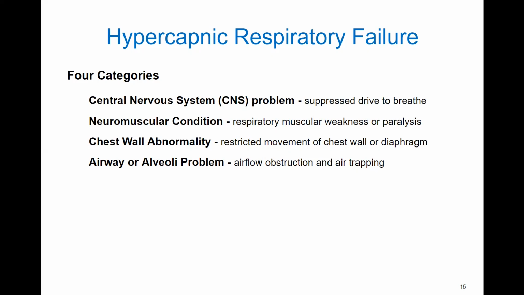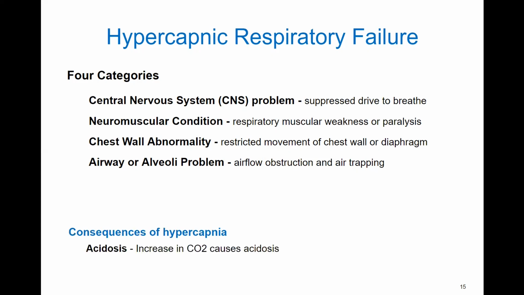And the last one is very common, airway and alveoli problems where air is trapped. That's COPD and asthma. These are obstructive diseases. And the consequences of hypercapnia include acidosis, this time from CO2 retention, which causes acidosis in the blood.